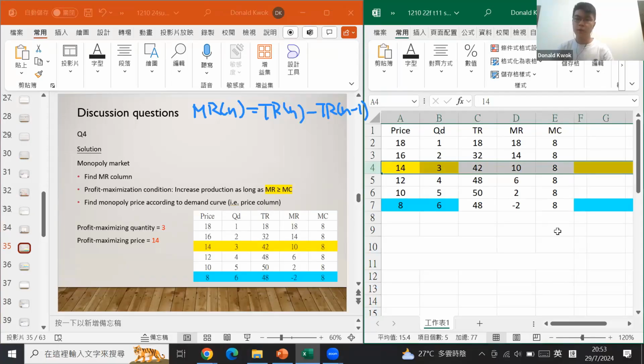And finally, step 4, to charge a monopoly price according to the demand schedule at this output of 3 units. The corresponding price suggested by the demand schedule is $14. So we have the profit maximizing quantity and price found like this.